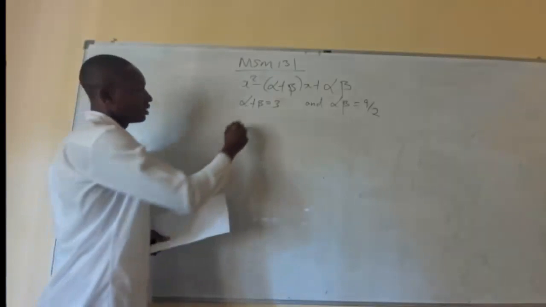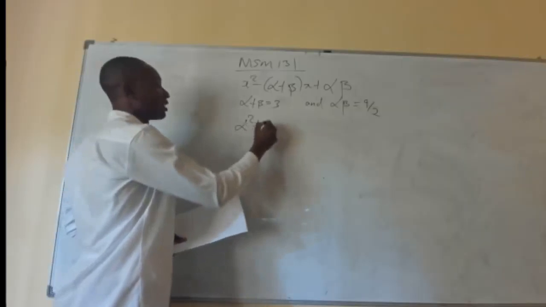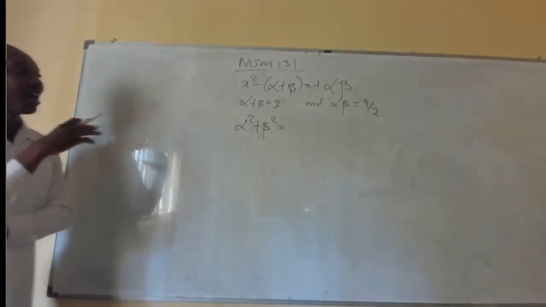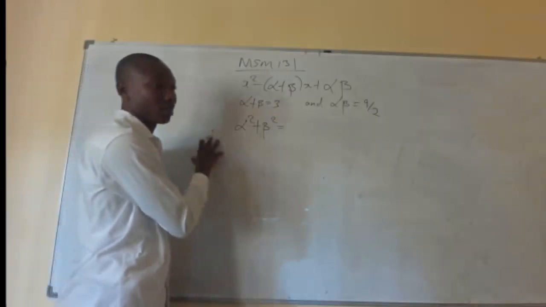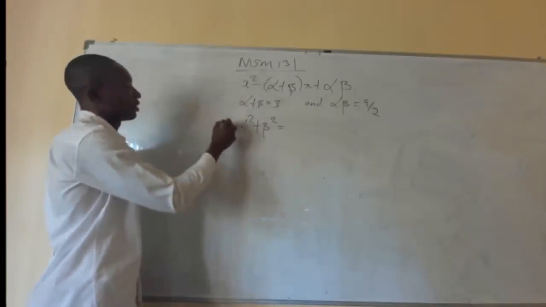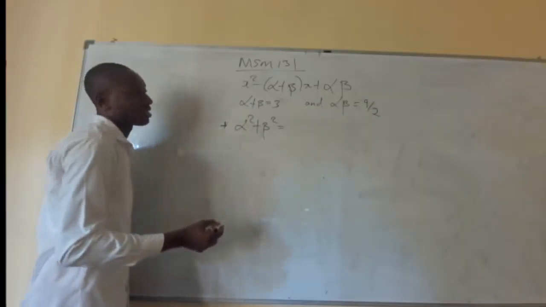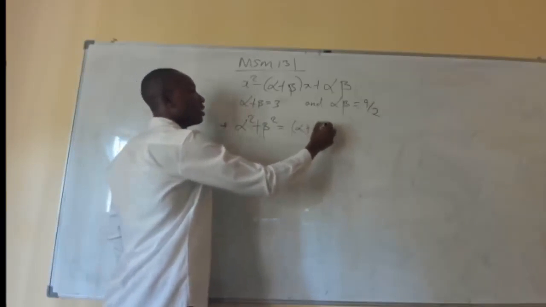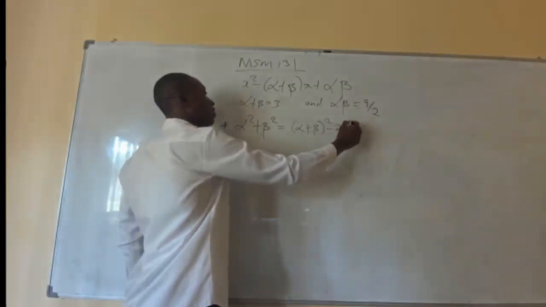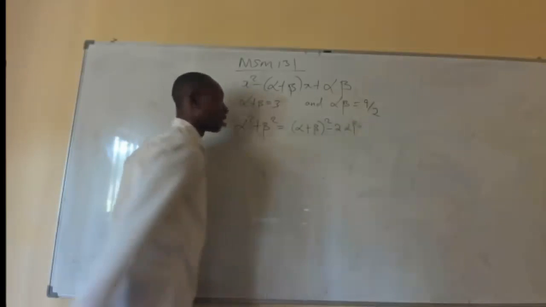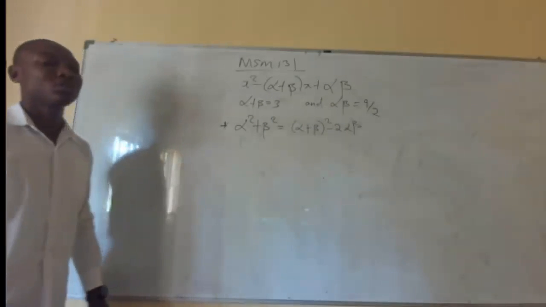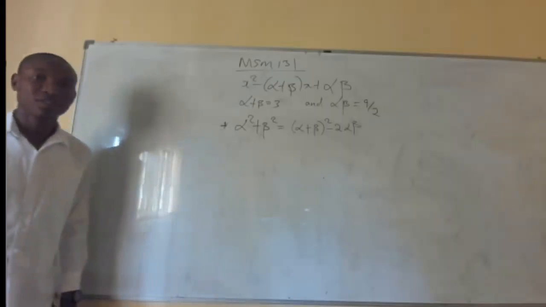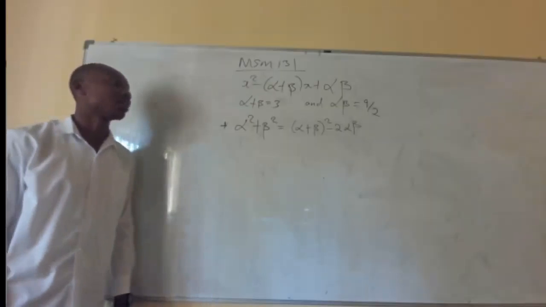The other one says alpha squared plus beta squared. Okay, so now we have a standard for this. The standard for alpha squared plus beta squared is given as alpha plus beta squared minus 2 alpha beta. Okay, so this is standard, know it as you see it. We don't have to go into deriving. This is not the session for that.